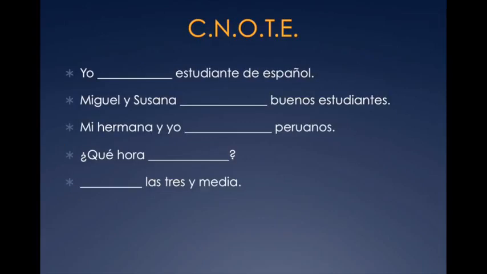For example, "yo soy estudiante de español." I am a Spanish student. That is considered your profession or your occupation. So you could say that is an occupation to justify that. "Miguel y Susana son buenos estudiantes." They are good students. That is a characteristic of them, that they are good students. "Mi hermana y yo somos peruanos." We are Peruvian or from Peru. That is a nationality. "¿Qué hora es?" is going to be expressing time or asking what time it is. And then finally, "son las 3:30" also expresses time.